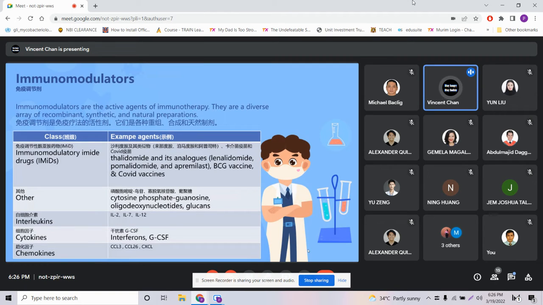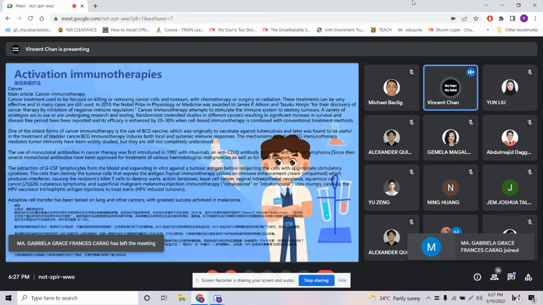Okay, next page. Immunomodulators. Immunomodulators are the active agents of immunotherapy. They are a diverse array of recombinant, synthetic, and natural preparations. Okay, next page. It's about activation immunotherapies.